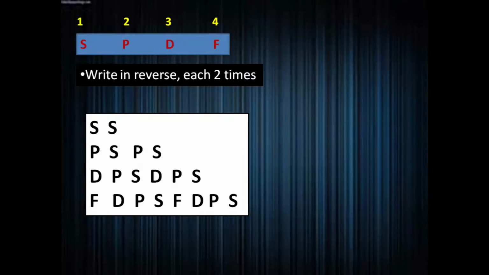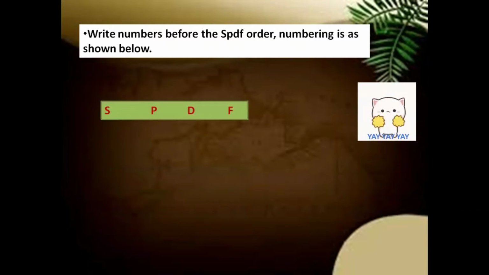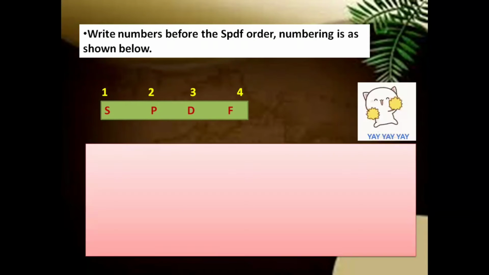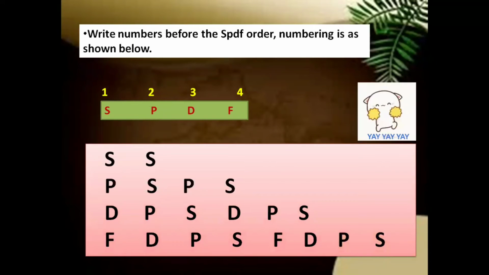Now let's see the second point: write numbers before the spdf order. We write the numbers in the spdf order, with numbering as shown below. This we saw in the first slide: above s is 1, p is 2, d is 3, and f is 4. First we write in the reverse manner: s, s, ps, ps, dps, dps, fdps, fdps.